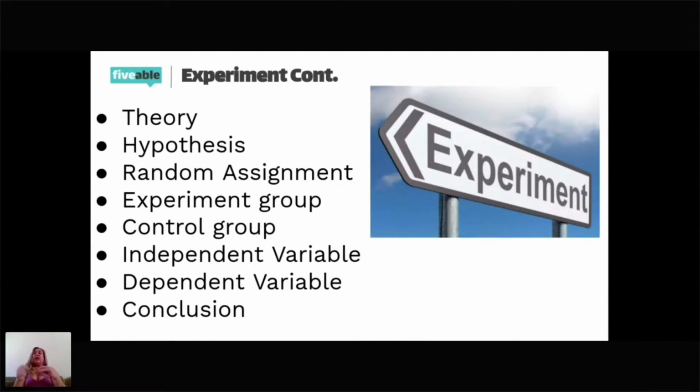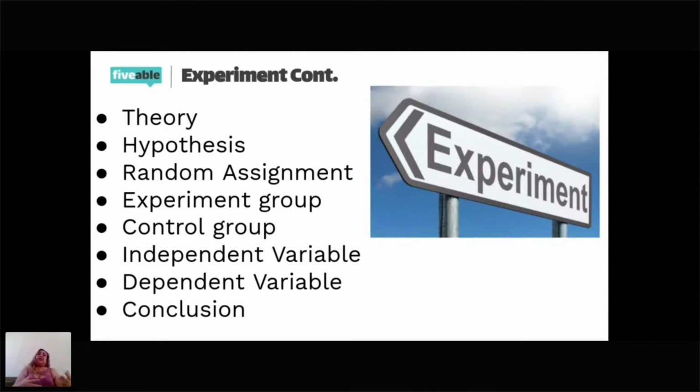Yeah? Now, don't get thrown off if you see on the AP exam, it doesn't say experimental group or control group. It says experimental condition or control condition. It just means the same thing. Does everybody get that? Yeah? Cool. So you're going to have these two groups.